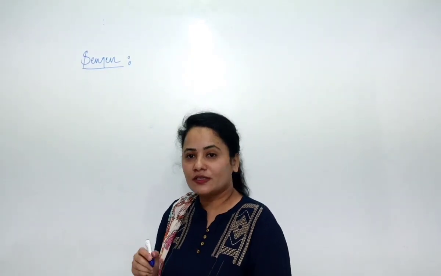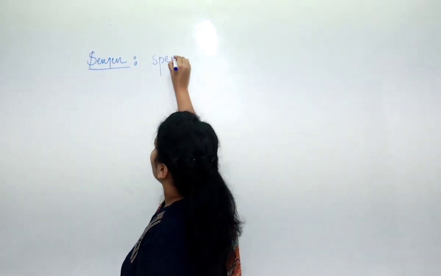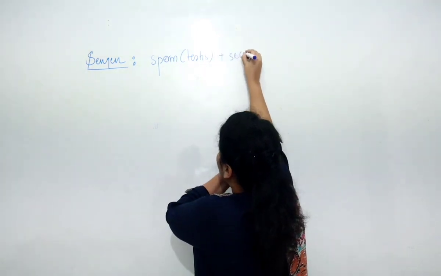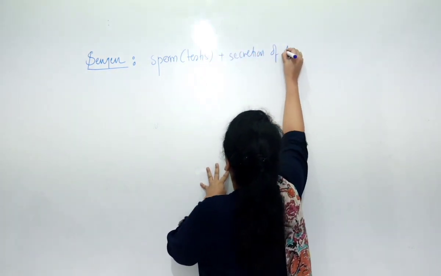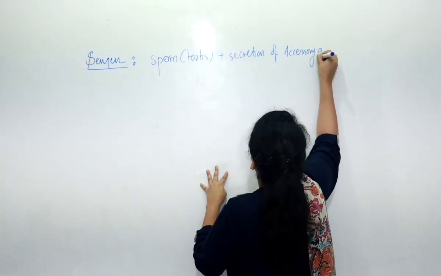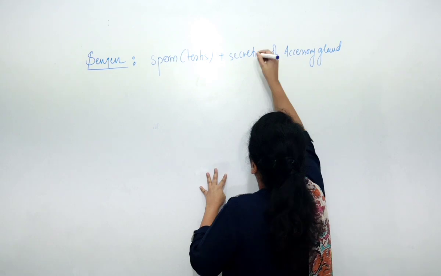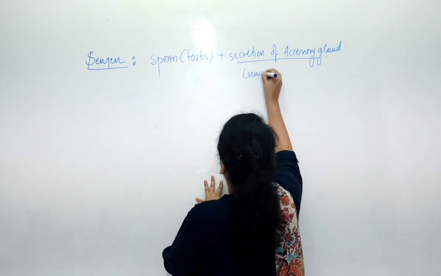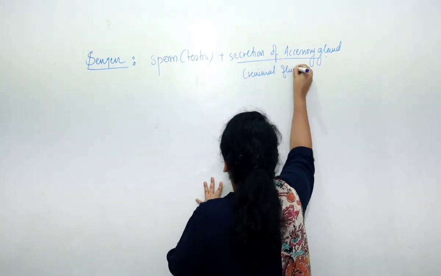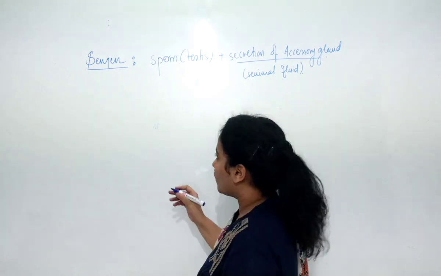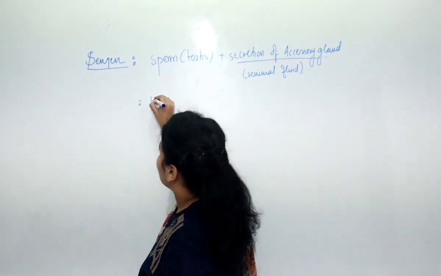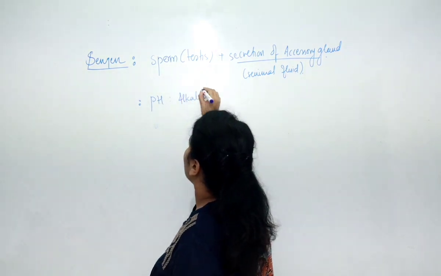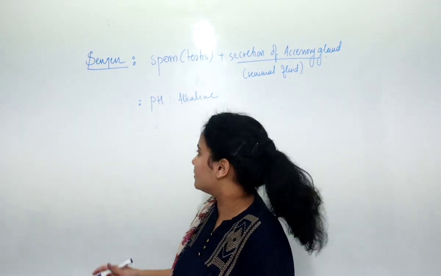Let's have a brief idea of what semen is. Semen is the sperm that comes from the testes plus the secretion of accessory glands. This secretion of accessory glands you call seminal fluid or seminal plasma. So this is what you call semen. The semen pH is ideally alkaline in nature.